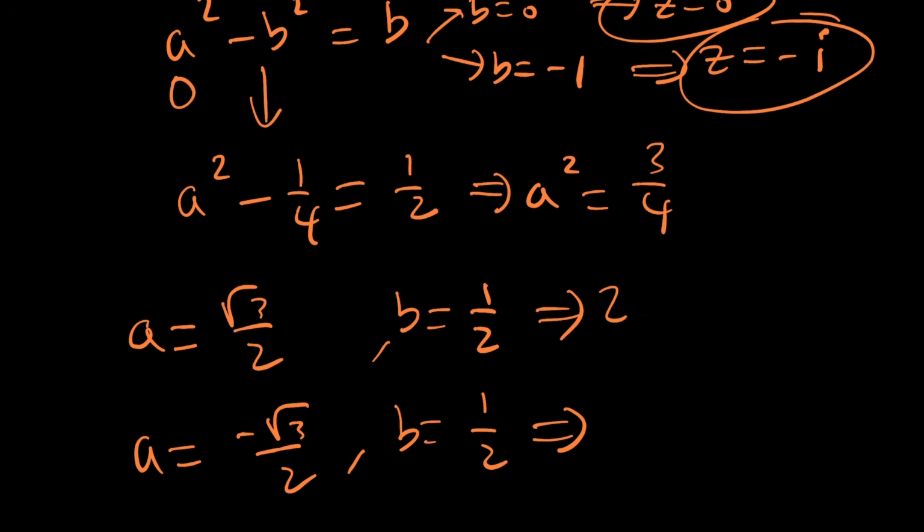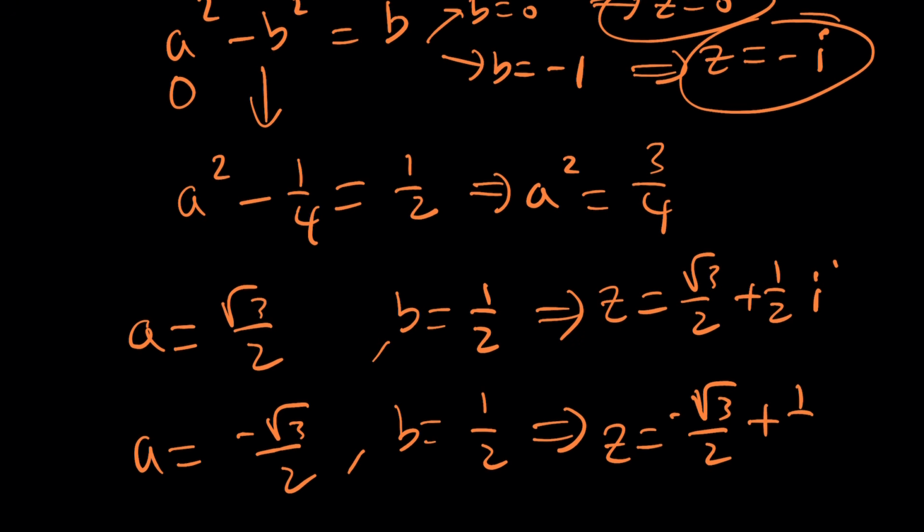Z is equal to 1/2 plus root 3 over 2 i. And z is equal to negative 1/2. Oops, I meant 1/2 minus, wait a minute. Did I mess up? Okay, sorry, I switched these around. It's supposed to go root 3 over 2 first, plus 1/2 of i, and then negative root 3 over 2, plus 1/2 of i as the solutions. So those are going to be all the solutions.